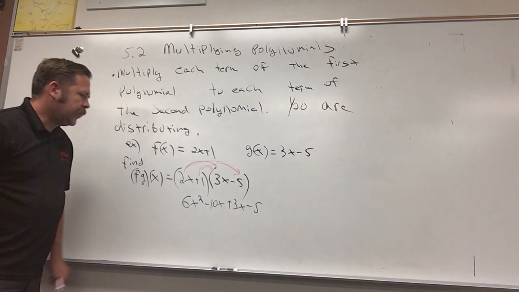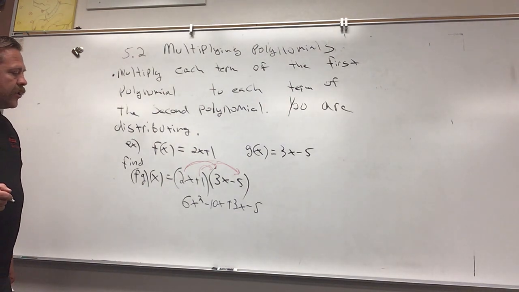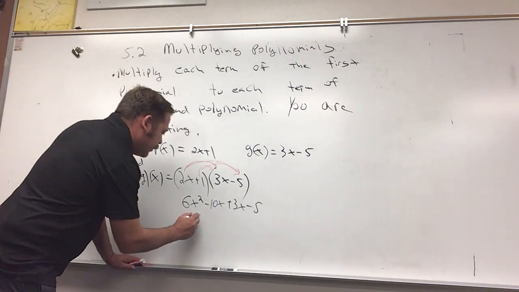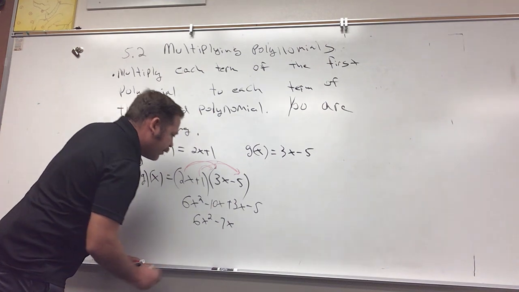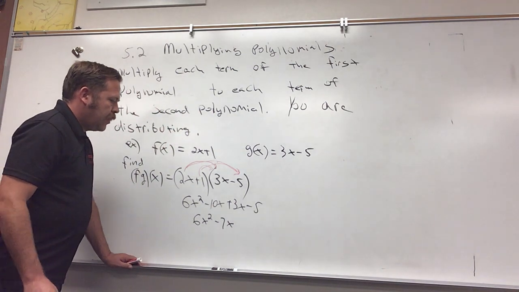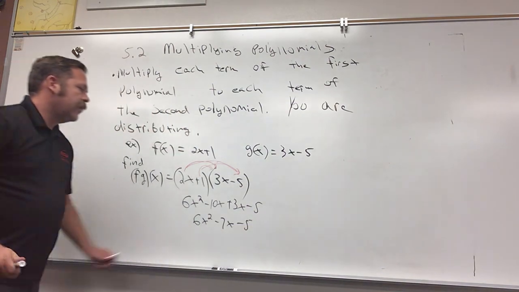Okay? And then we're going to combine like terms. The negative 10x and the 3x are like terms. We can combine those. So I have 6x squared minus 7x, and then minus 5, okay?